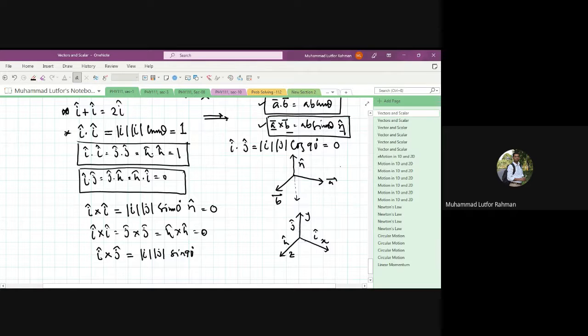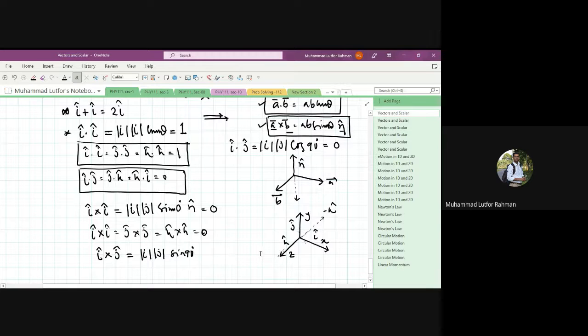So I'm taking the i and j vectors. I say that eta hat must be perpendicular to both vectors A and B. So only k hat is perpendicular to both i and j. Either it could be plus k or it could be minus k. This would be basically minus k hat, right? So there is a condition here actually.